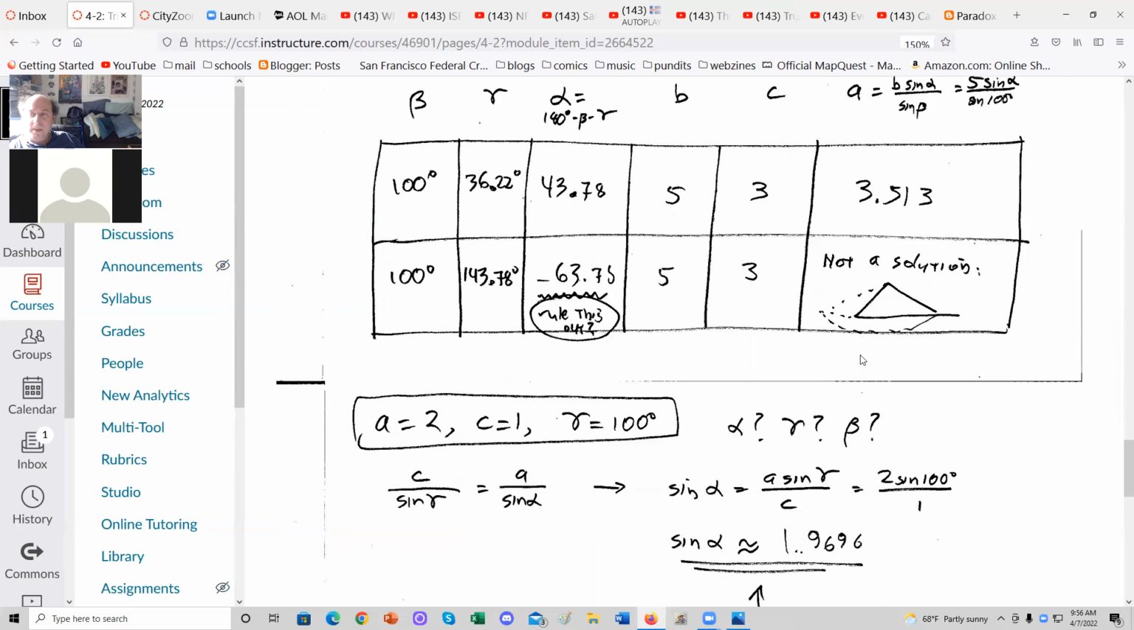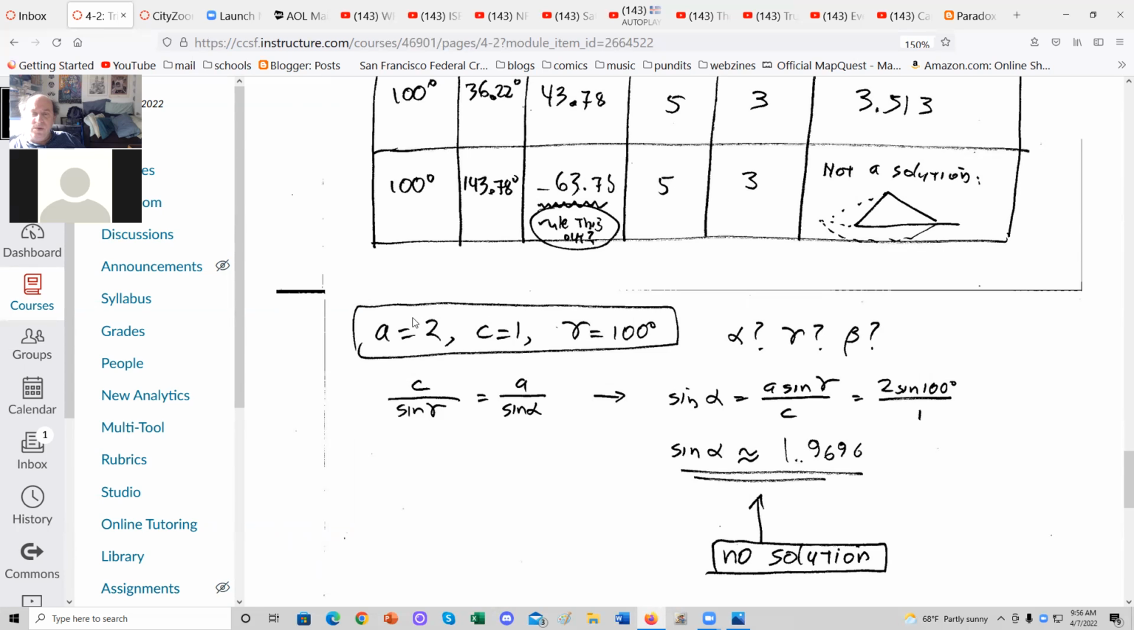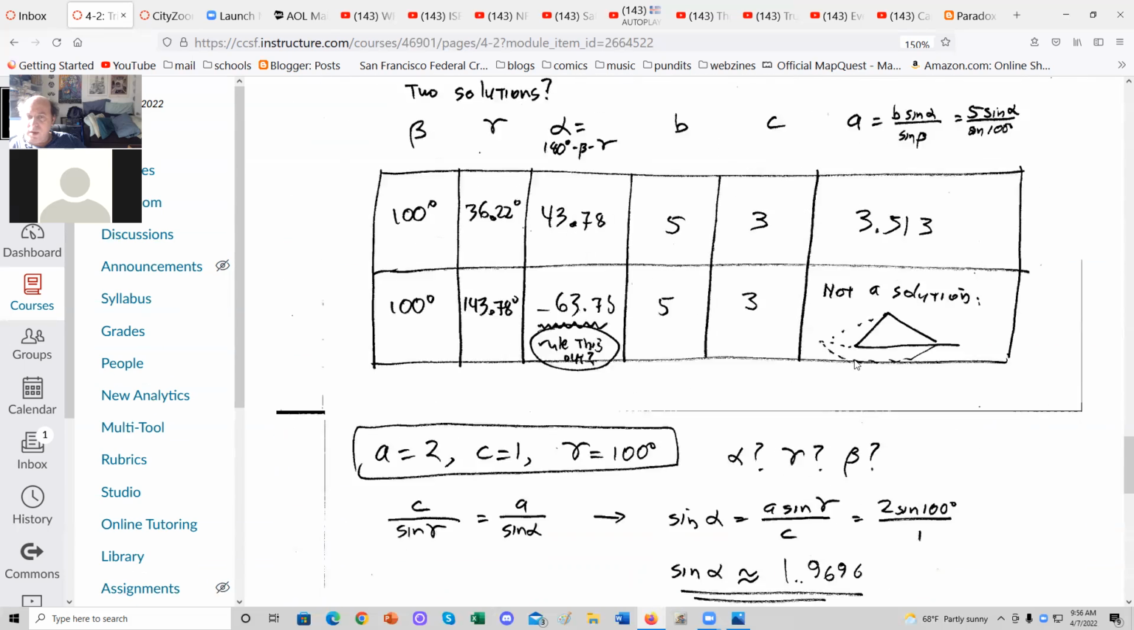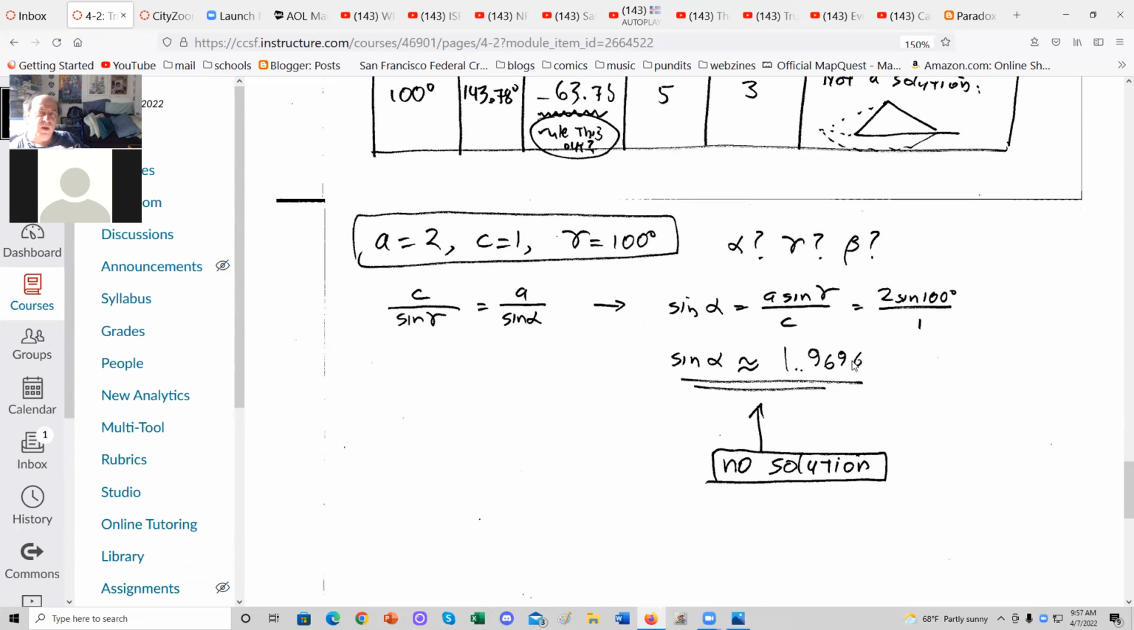So 1 solution here. Here we have A is 2, C is 1, gamma is 100, find alpha, gamma, and beta. And B, excuse me, I'll have to change that in the canvas. Which page was this? Okay. I'll change that in the canvas after class.